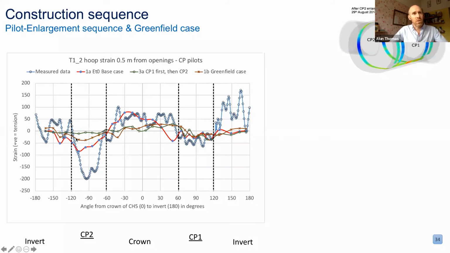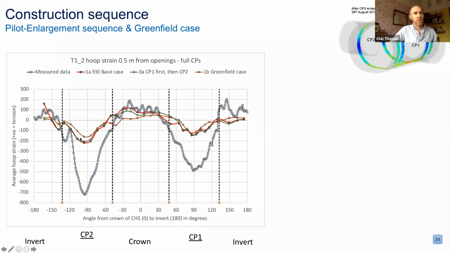The brown line on this graph here is what I call the Greenfield case. So there we don't have platform tunnel westbound in the model. We just have CH5 on its own with the cross passages. And if you compare the brown line to the red line, which is the base case, you can see that omitting the neighboring tunnels leads to a prediction of less strain in the lining, and you'll also see lower loads. So in other words, if you do have tunnels close by, it is important to put them in, because they will elevate the loads on your tunnel.